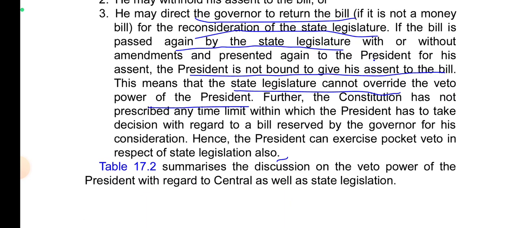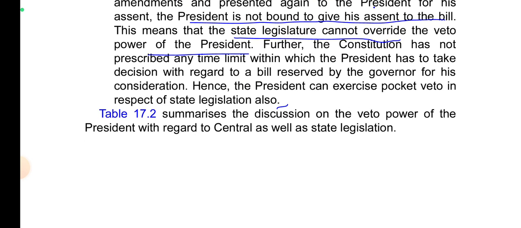If the bill is passed again by the state legislature with or without amendments and presented again to the President for his assent, the President is not bound to give his assent to the bill. This means that the state legislature cannot override the veto power of the President. Further, the Constitution has not prescribed any time limit within which the President has to take a decision with regard to a bill reserved by the Governor for his consideration. Hence, the President can exercise pocket veto in respect of state legislation also.